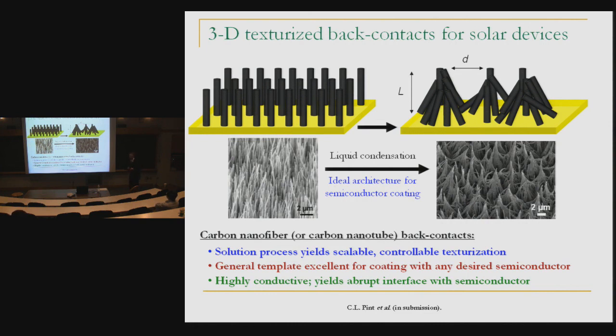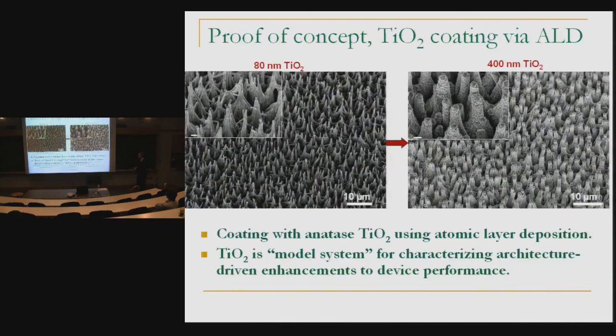Now, there's a couple of really key benefits to this. You can see these have texturized into these sort of pyramidal structures that are really well-defined. The benefit is that it's a solution process, so it's very scalable. The thing that limits the scalability in this process is the growth process itself. If you can do that on large scale, then ultimately you can texturize on large scale as well. And it creates a really excellent template that forms an abrupt interface with the semiconductor, where you can coat any semiconductor that you want on top of this. And so this is a template for this solar-to-fuel device.